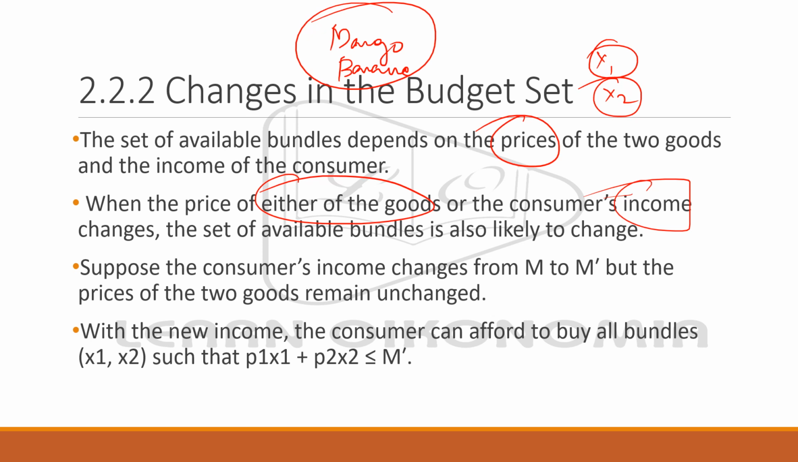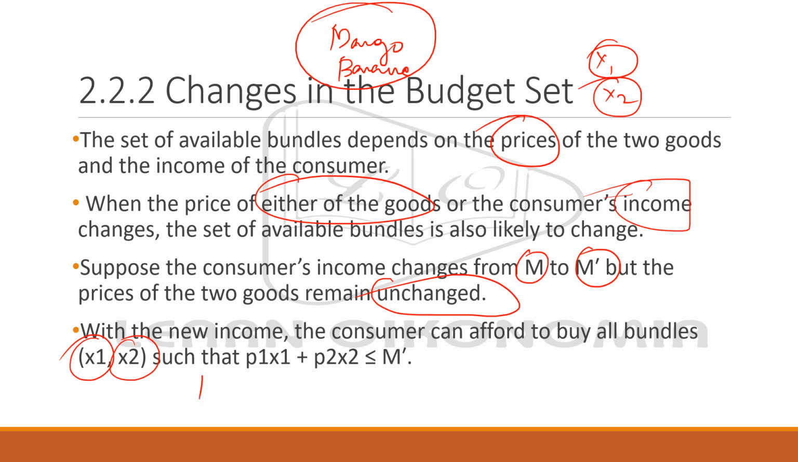Just consider that the income of the consumer is changing from M to M dash. Earlier M was your total income, but now your income is changing from M to M dash. But we are not considering a change in the price of the commodities. The two commodities' prices will be unchanged. They remain constant. So now you have a new income, and with this new income you can afford to buy some extra or new bundles of the commodities, with quantities X1 and X2.